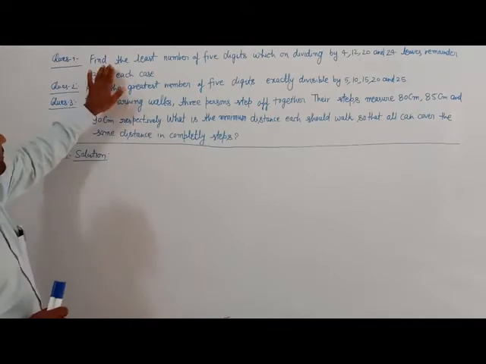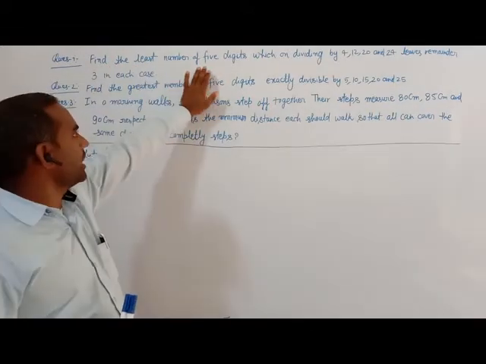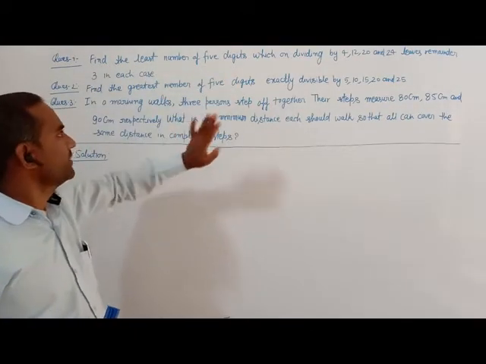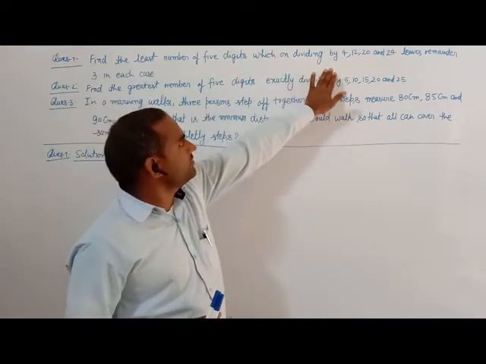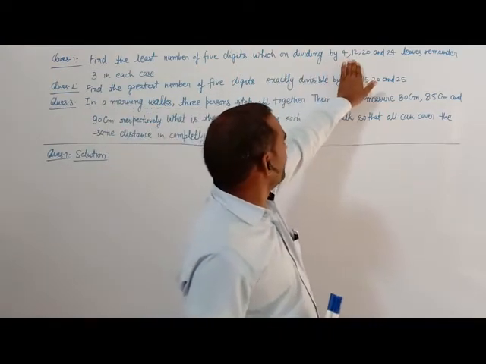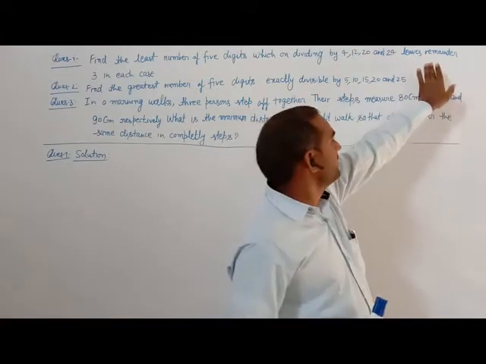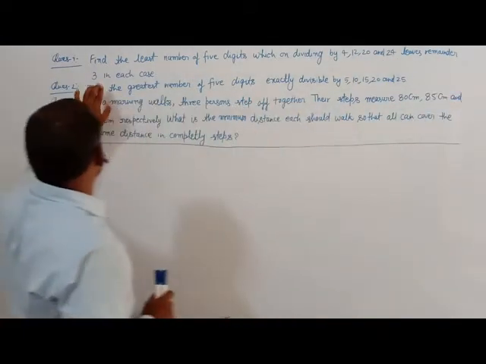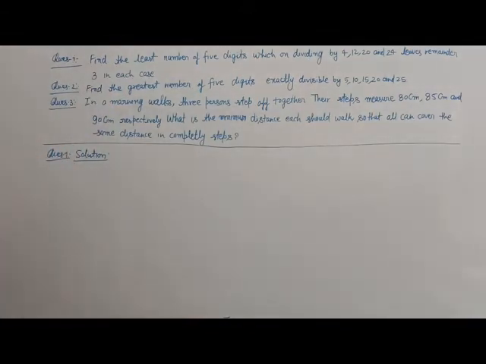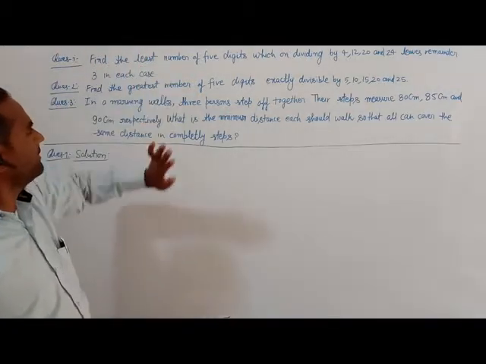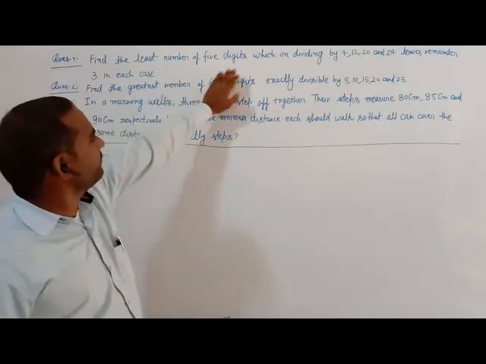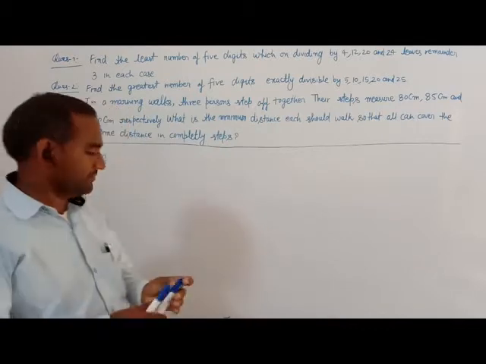Question number 1 is: find the least number of 5 digits which, when divided by 4, 12, 20 and 24, leaves remainder 3 in each case. So first of all we have to find the least number of 5 digits.